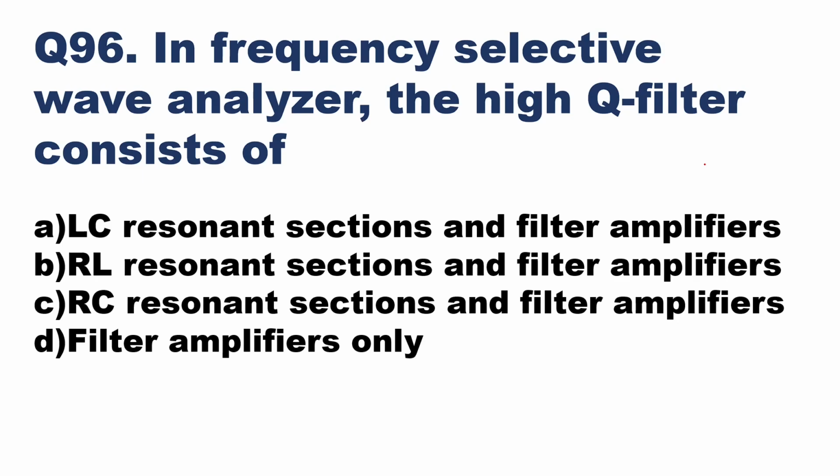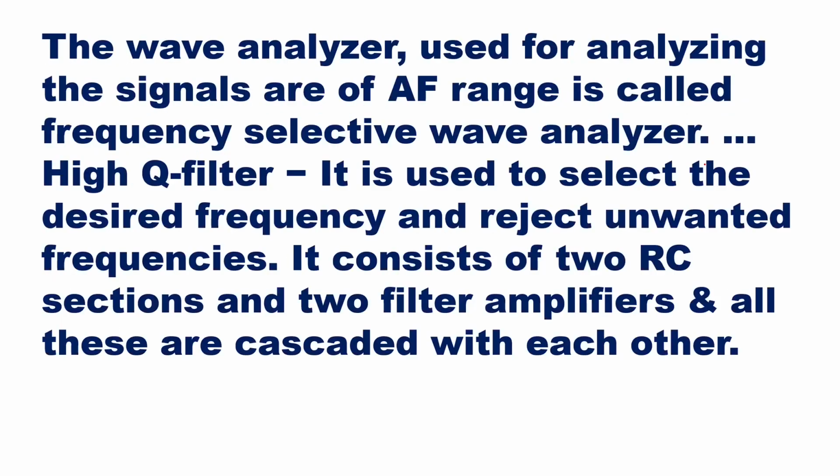So it is option C which is the correct one. In frequency selective wave analyzer, the high Q filter consists of RC resonant sections and filter amplifier. So here the wave analyzer used for analyzing the signals in audio frequency range is called as frequency selective wave analyzer. High Q filter is used to select the desired frequency and reject unwanted frequencies.